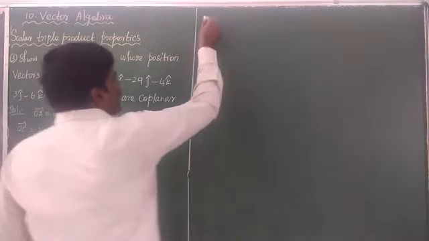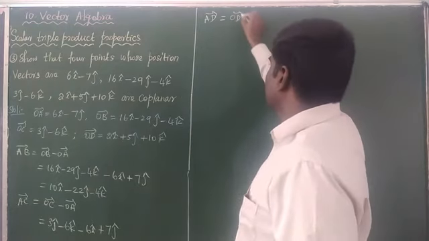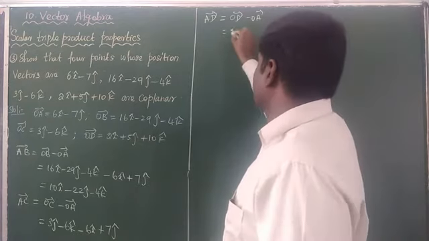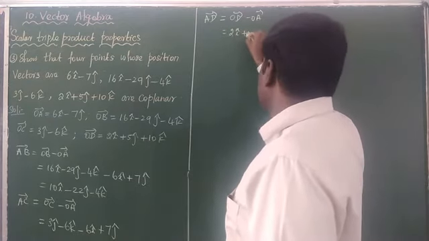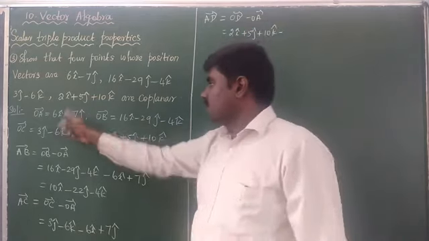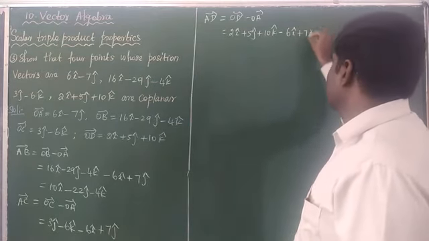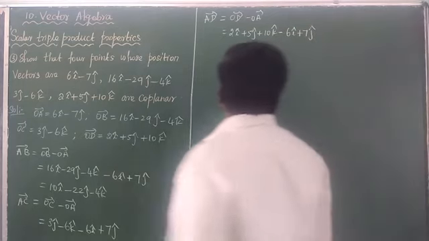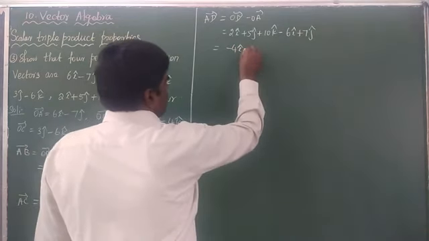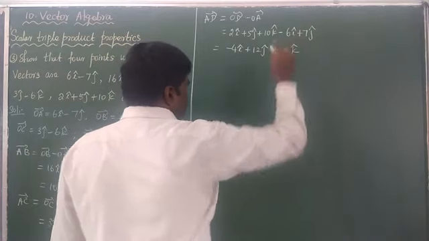Next, AD vector. Find out the value of AD vector, which is equal to OD vector minus OA vector. Here what's the OD vector? 2 i cap plus 5 j cap plus 10 k cap minus OA vector. Here OA vector is equal to minus 6 i cap plus 7 j cap. Okay, you go to simplify. Here minus 4 i cap, 12 j cap, again plus 10 k cap. Okay, this we find out.